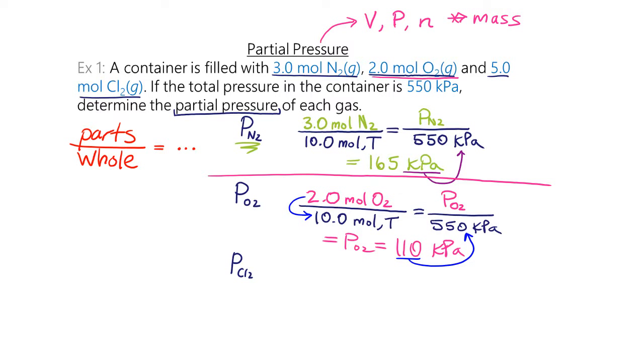And the last one, which is determining the partial pressure of chlorine, we have 5 moles of chlorine gas out of the 10 moles total. And a lot of people are going to be able to look at this immediately and figure out, well, 5 is half of 10, therefore half of 550 should be the partial pressure of chlorine, which would be correct. So the partial pressure of Cl2 divided by the total pressure of 550 gives you a partial pressure of chlorine gas of 275.